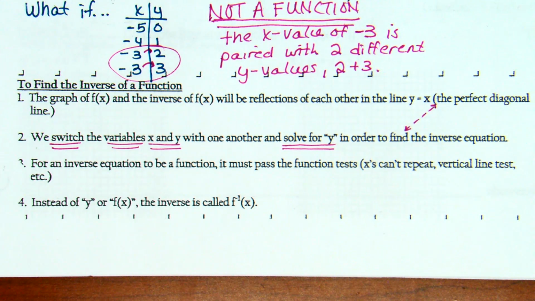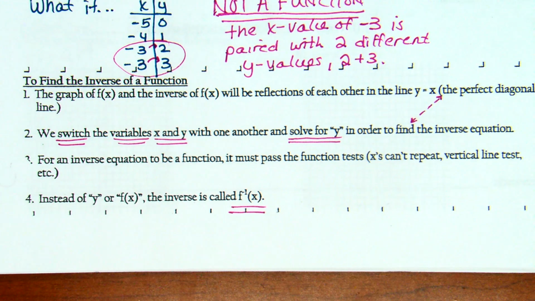And then when we get down to the end, instead of writing y equals or f of x equals, we're going to write f inverse of x equals. And I don't know if you can tell what that is there, but that's an f raised to the power of -1. That's f to the negative first power of x. That's how we write an inverse. Okay?